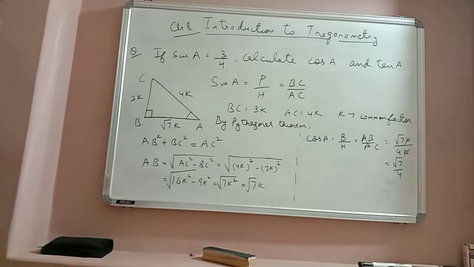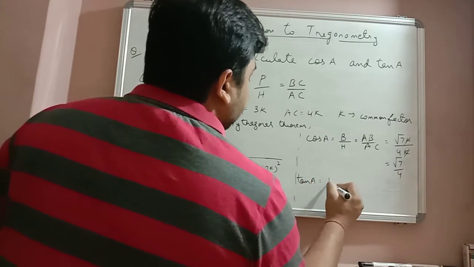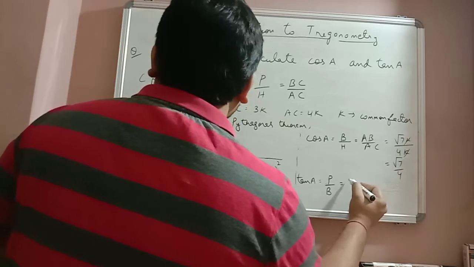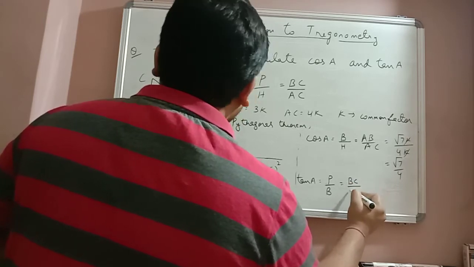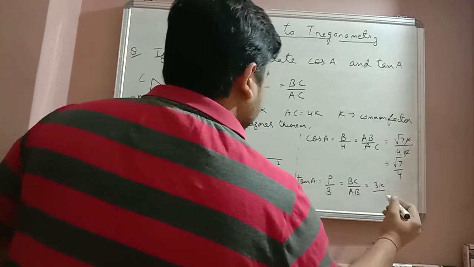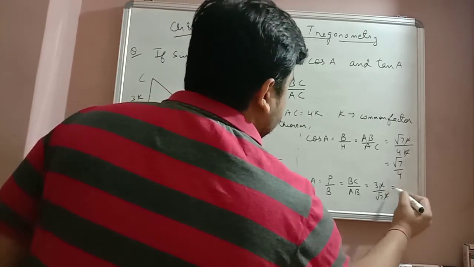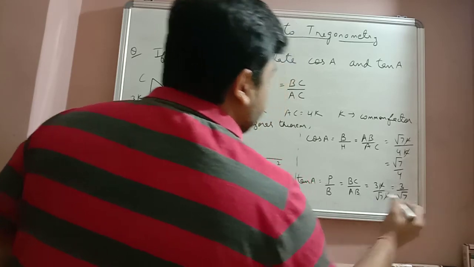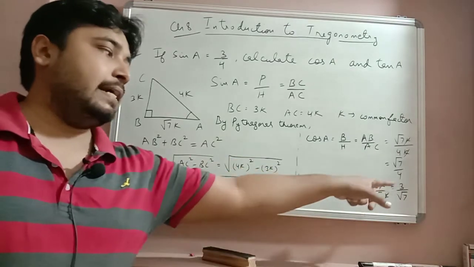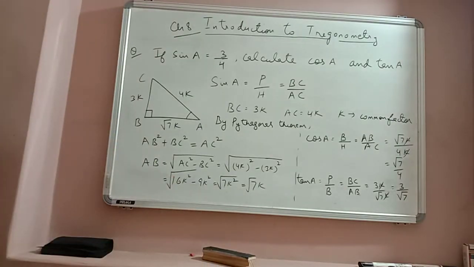Similarly, we can find out the value of tan A. Tan A is given by perpendicular upon base. Perpendicular is BC and base is AB. BC is 3k and AB base is root 7k. So k and k get cancelled, and we are left with 3 by root 7. So we got the values of cos A as root 7 by 4 and tan A as 3 by root 7. I hope this is clear to everyone.